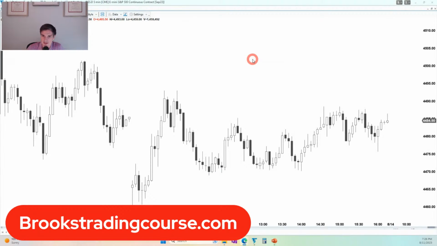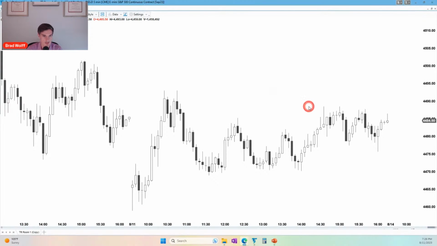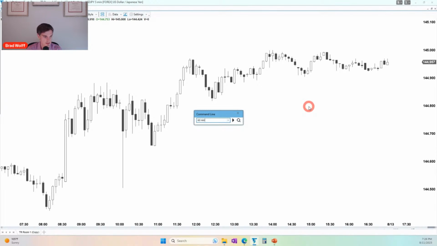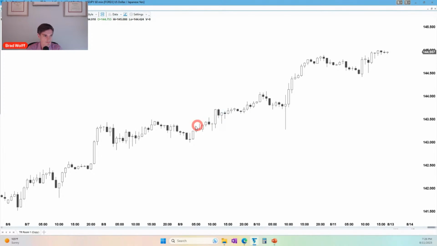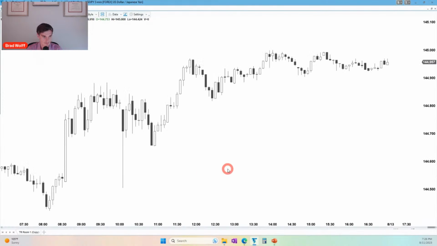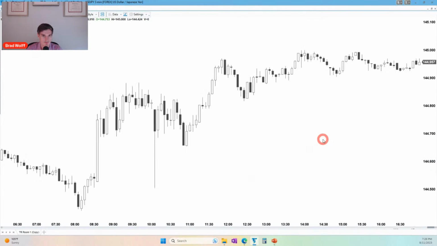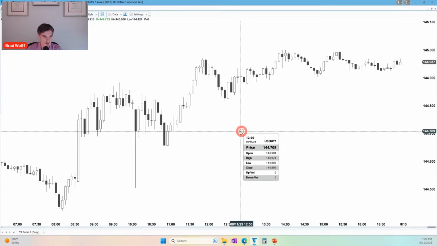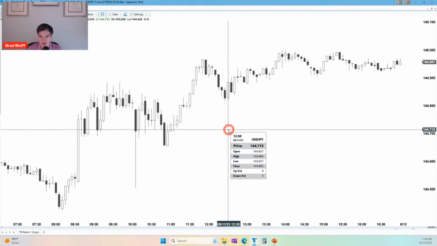But anyways, I measure the average scalp size based on the cost of the trade. And a good example is Forex markets. If I go to a Forex market, dollar yen, 5-minute chart, this was today's price action. And these bars, as big as they are, they're 6 pips. So 6 pips, 5 pips.